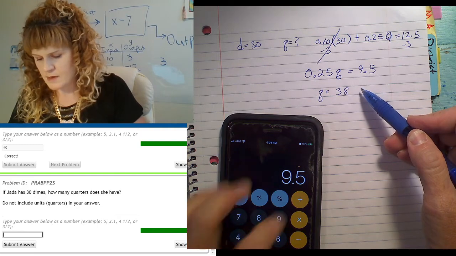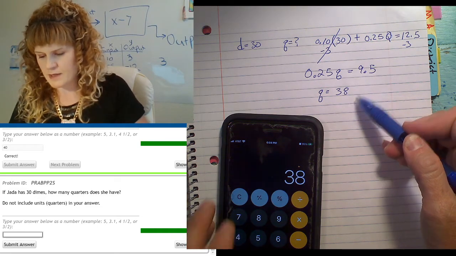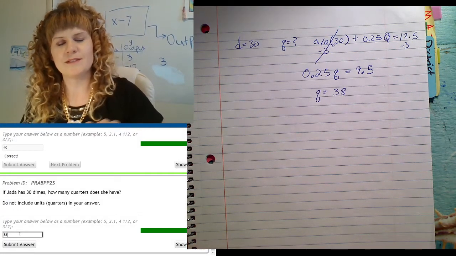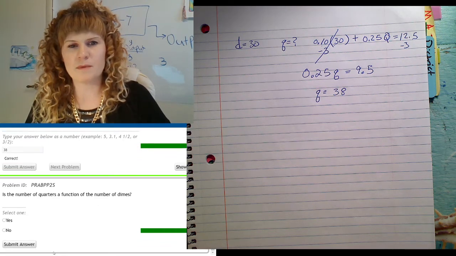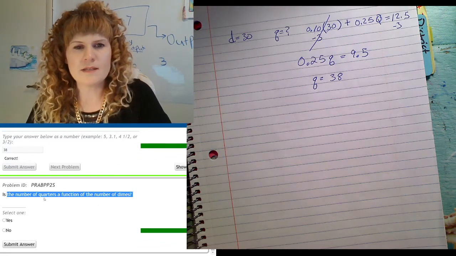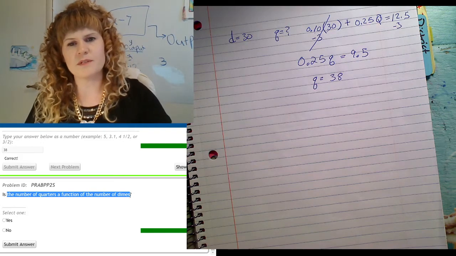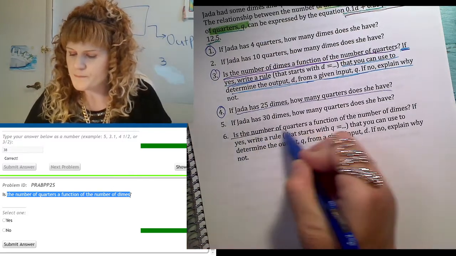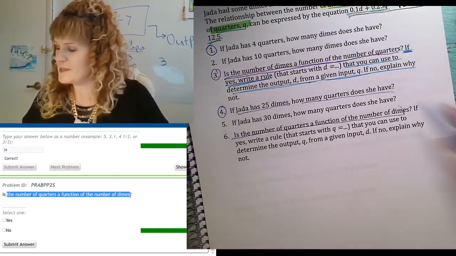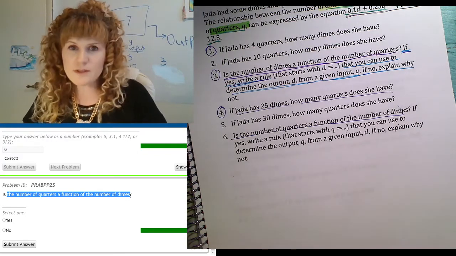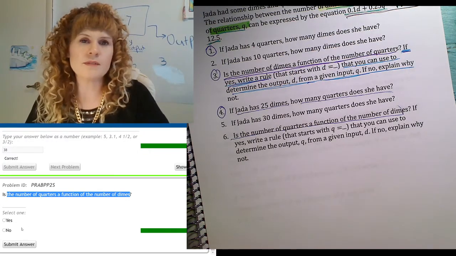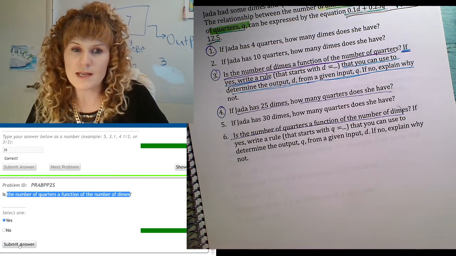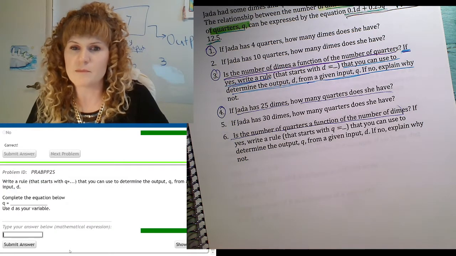9.5 divided by 0.25 is 38. I knew that. I still like using a calculator. Submit. Next problem. It asks you, is the number of quarters a function of the number of dimes? It means, does the number of quarters depend on the number of dimes? Sure it does. If there are more dimes, you'll have less quarters. If there are less dimes, you'll need more quarters. Yes, it depends on it. It's a function of the number of dimes.